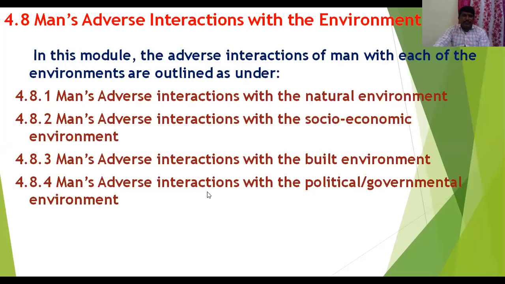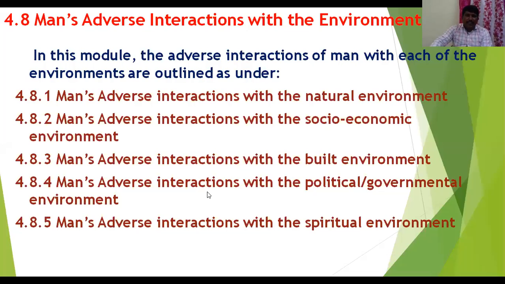Next, we will move to man's adverse interactions with the political governmental environment. All actions and activities of man within the political or governmental environment that border on political corruption, impunity, nepotism, bad leadership, and poor quality governance all have adverse consequences on this environment. The consequences also go beyond the political governmental environment to affect all other environments. And the fifth is man's adverse interactions with the spiritual environment.